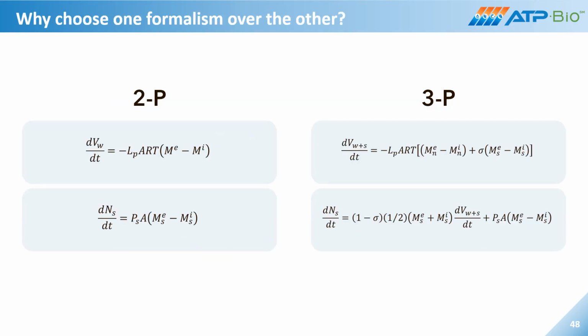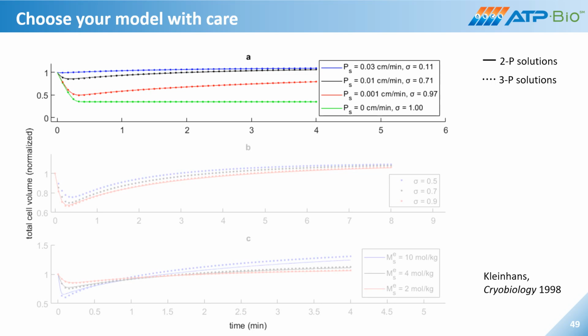Why would we choose one model over the other? Where possible, we should choose the simplest available model that adequately represents the system of interest. Fitting the 3-parameter model where it isn't suitable gives more freedom in the parameters, which can give a spurious fit. Here we have some cases to guide us. In each plot, solid lines represent 2-parameter solutions, while dotted lines represent the corresponding 3-parameter solutions for the same inputs.